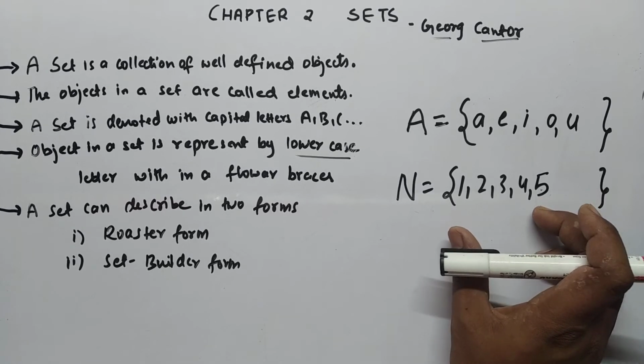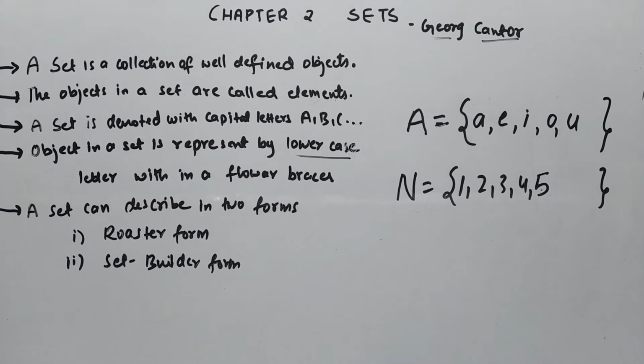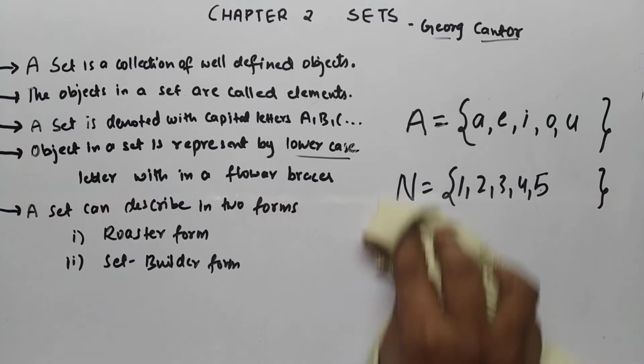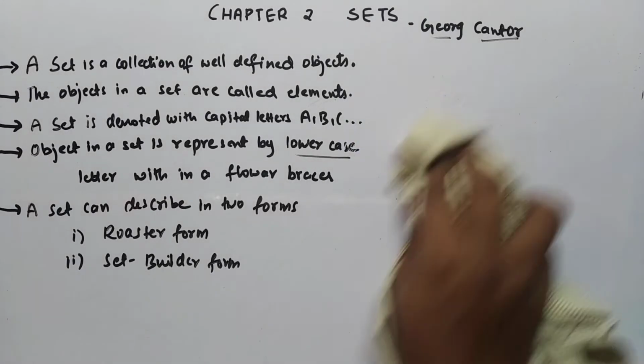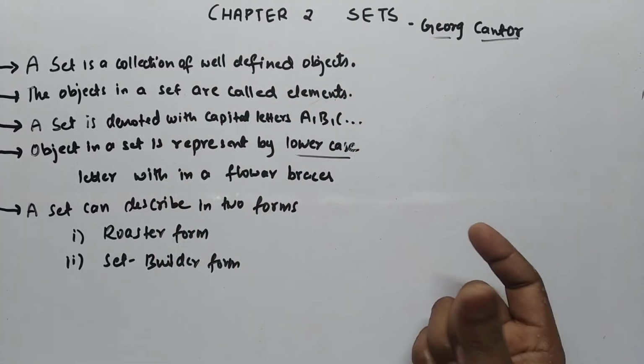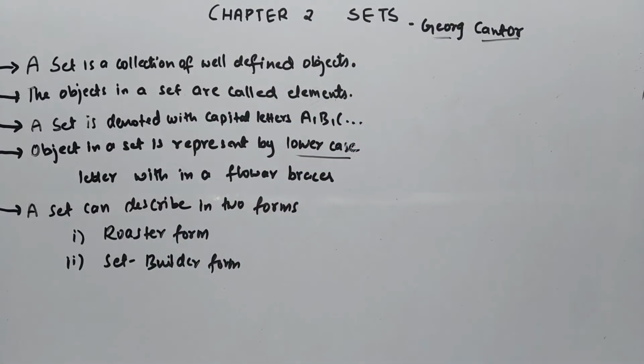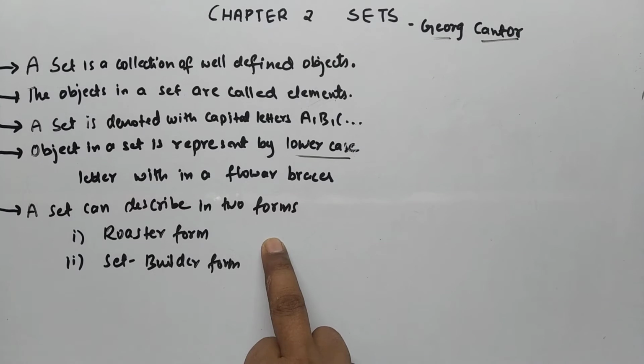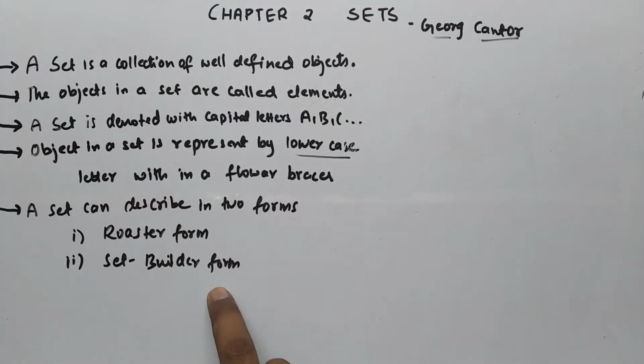This basic part is not that important, but from the exam point of view, as an objective question, you should remember what a set is: a collection of well-defined objects, and the objects are known as elements. A set is always represented with capital letters, and elements or objects with small letters. And you can represent a set with two methods, roster and set builder.